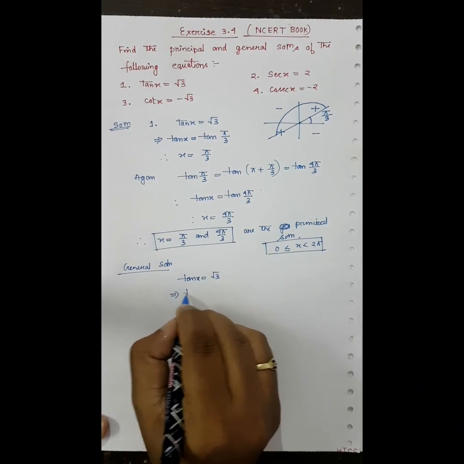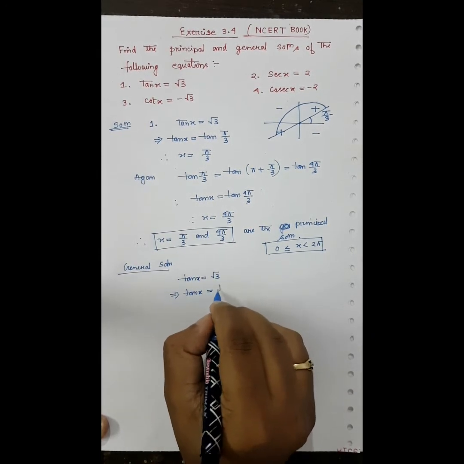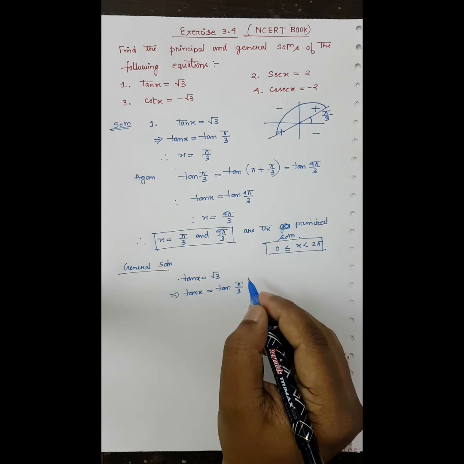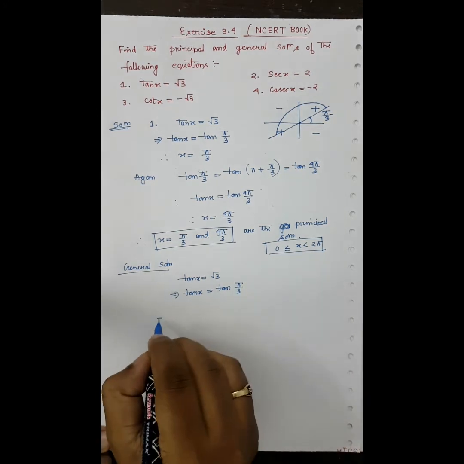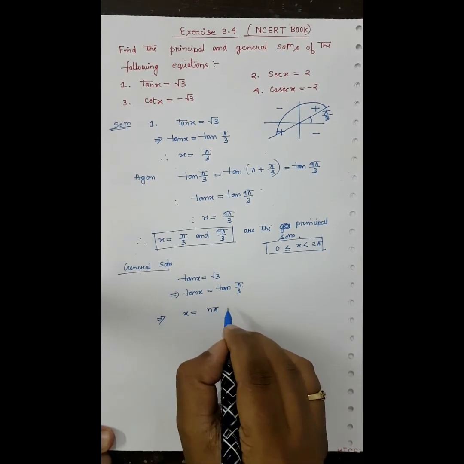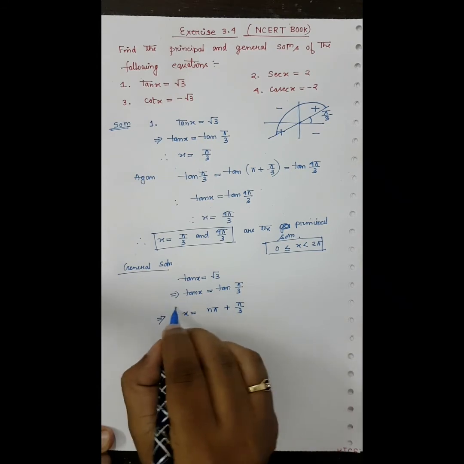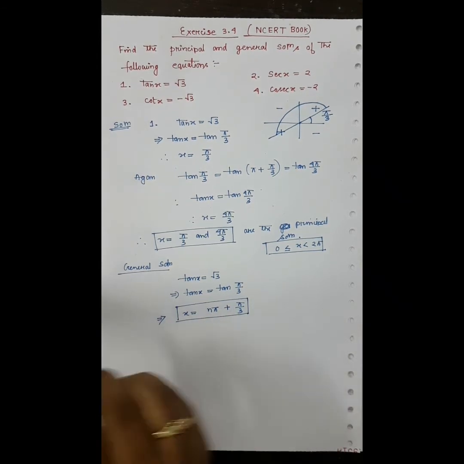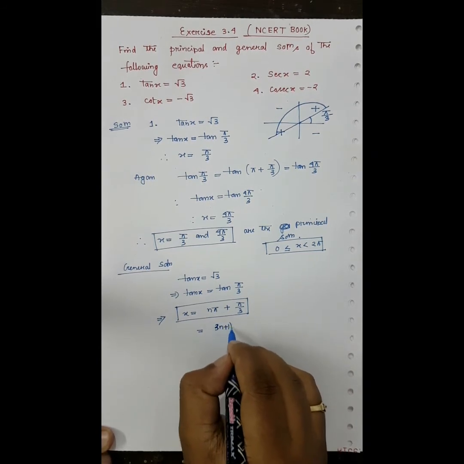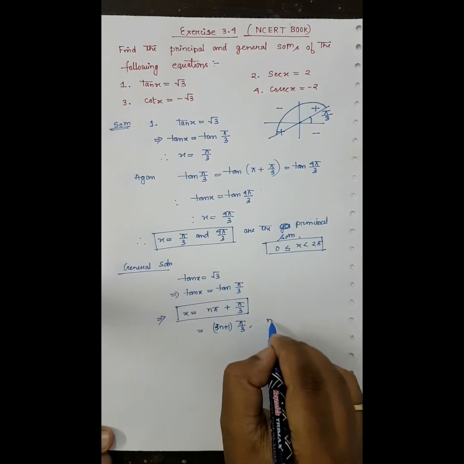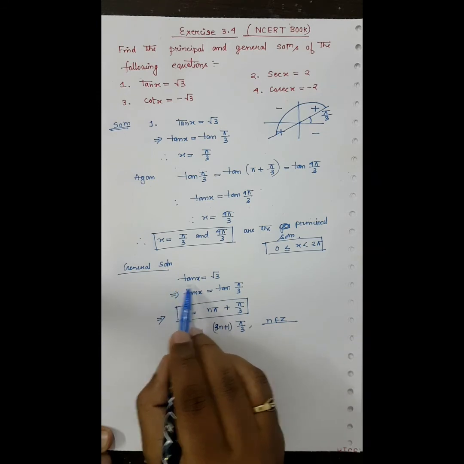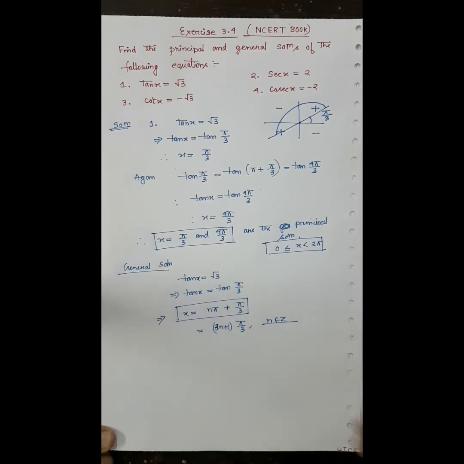We can assume that the value of tan x is equal to root 3 when the angle is pi by 3. I can take the smallest possible value. Okay. So now if I use the formula, x is equal to n pi plus y, where y is equal to pi by 3. So if you take the LCM, it will be equal to (3n plus 1) into pi by 3, where n belongs to Z. This is the general solution for the equation tan x is equal to root 3. Okay.